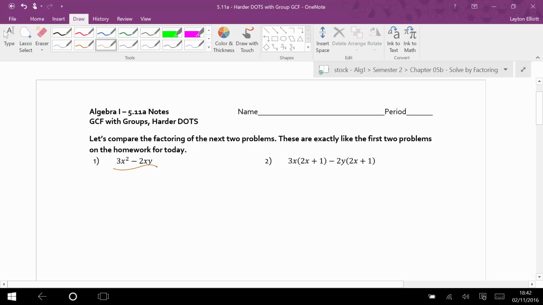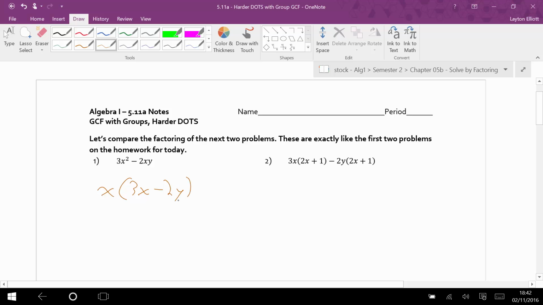So the first type of factoring we ever learn is greatest common factor. And between 3x squared and negative 2xy, they both have an x in common. If I pull an x out of 3x squared, I should just get 3x. And if I pull an x out of 2xy, I should get 2y.